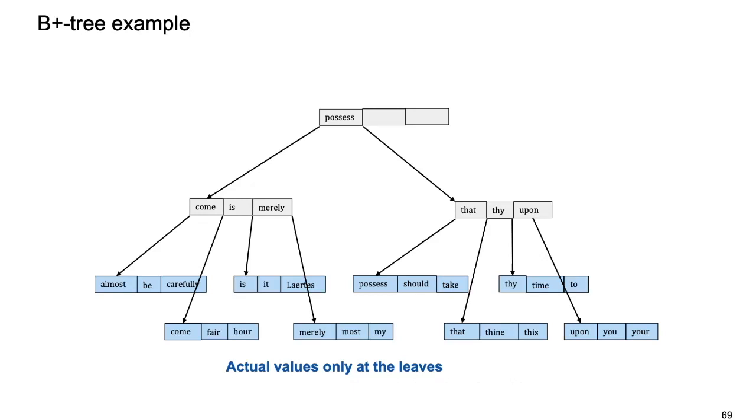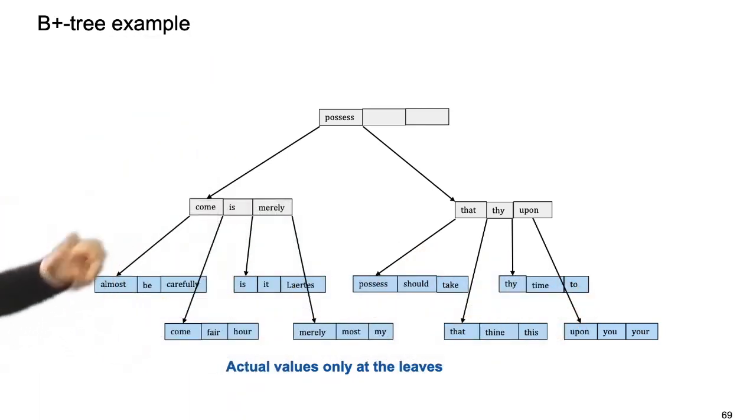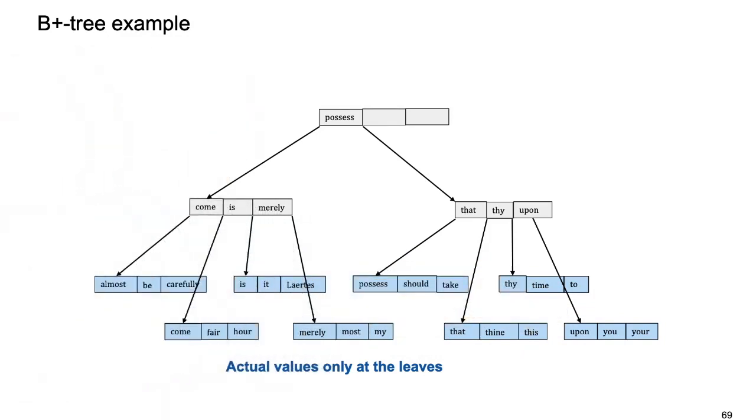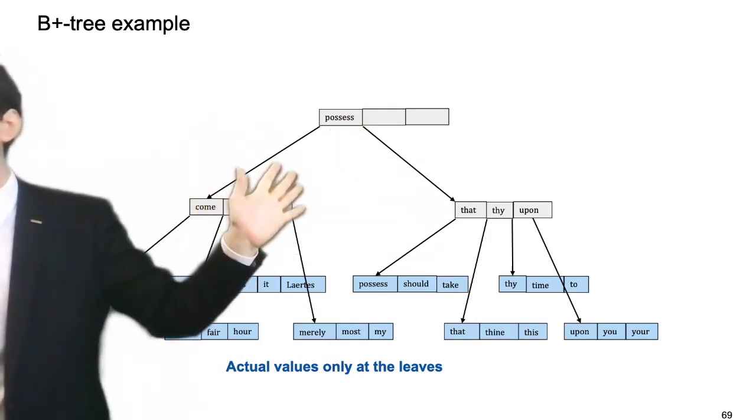Now, in a B plus tree, the actual values that you index on are at the leaves. So at the leaves, you're going to have all of the values that appear in your collection. You built it that way. So these are all, in that case, the values that appeared in the collection. The values right here, they are only for the lookup purposes, right?